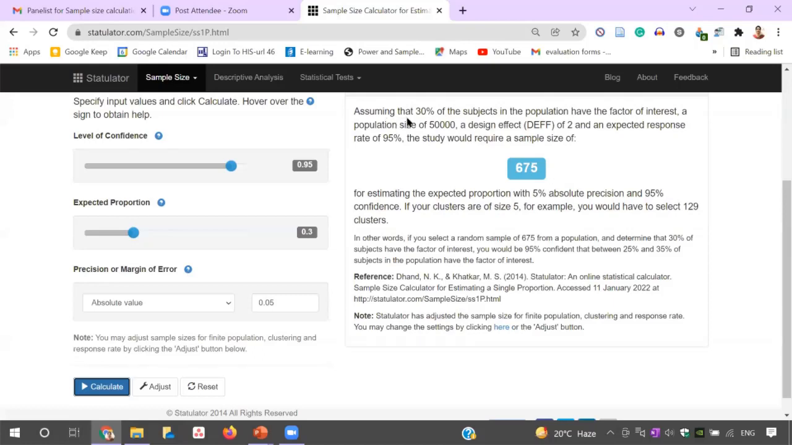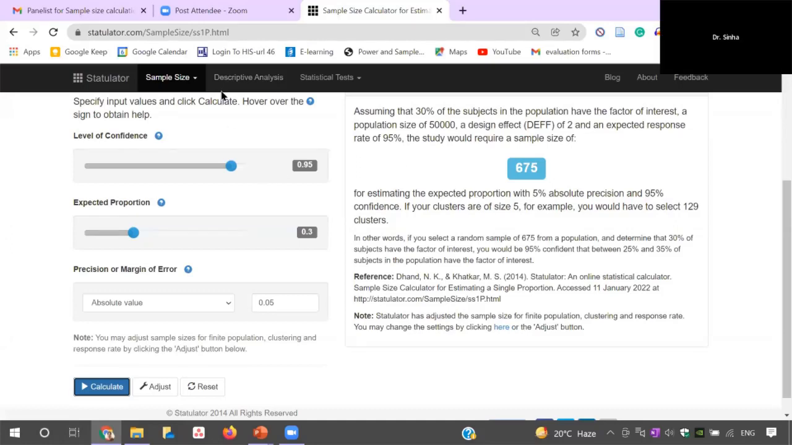You can see the input here. Assuming that 30% in the population have the factor of interest, a population size of 50,000, design effect of 2, expected response rate of 95%, the study would require a sample size of 675 for estimating the expected population with 5% absolute precision and 95% confidence. And this assumes a cluster size of 5, but this is up to you. You can change this cluster size and the number of clusters which you have to take.